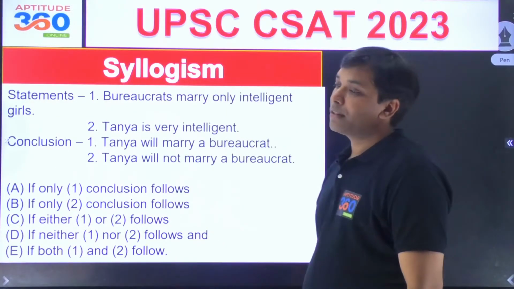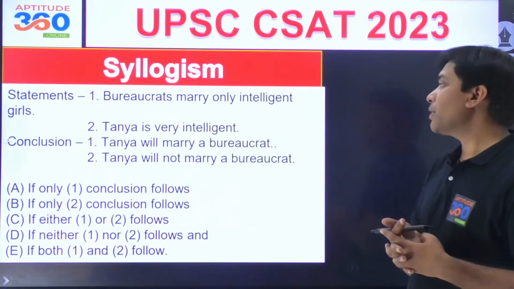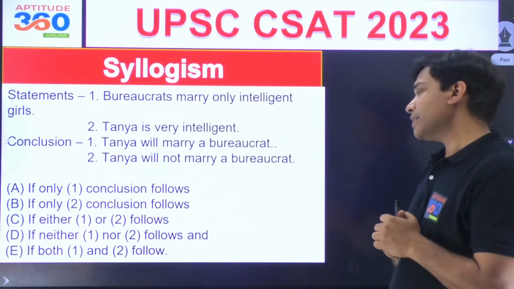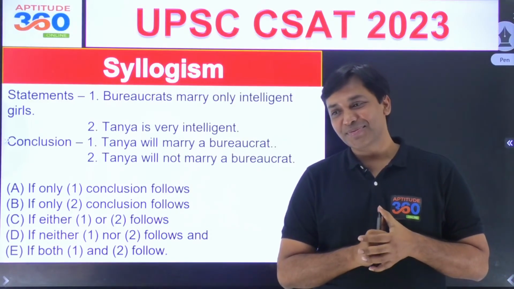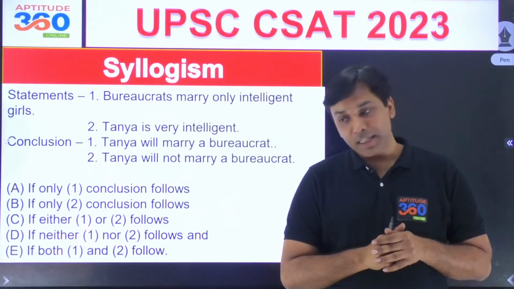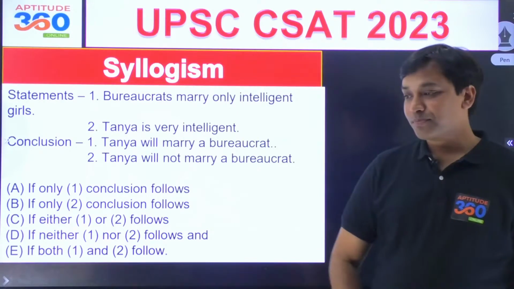This one. Bureaucrats marry only intelligent girls. Tanya is very intelligent. What is going to be the answer, people? Tanya will marry a bureaucrat. Tanya will not marry a bureaucrat. You have got the four or five options. What do you think is the answer?